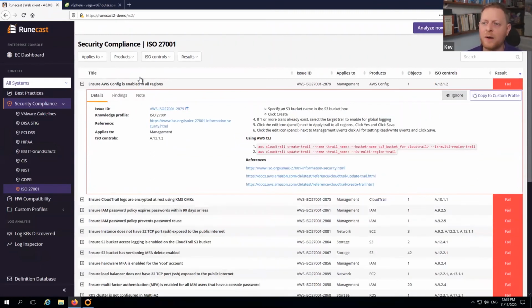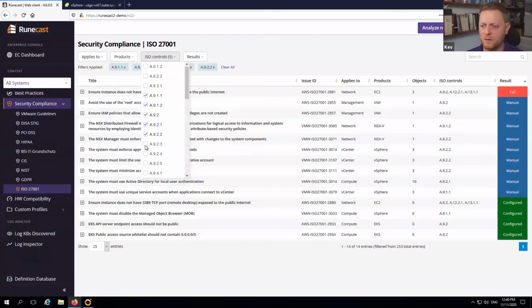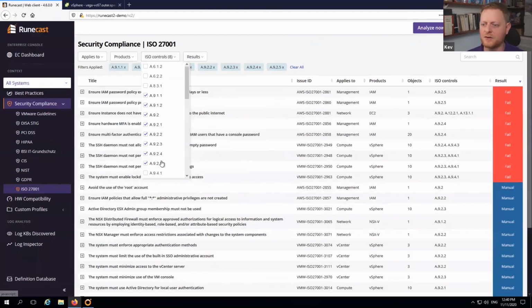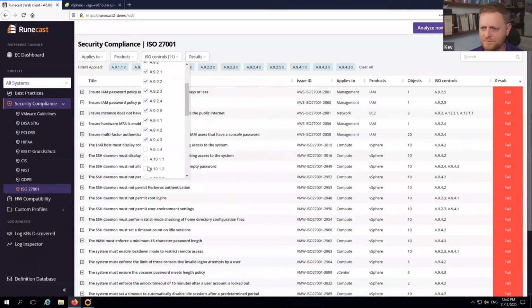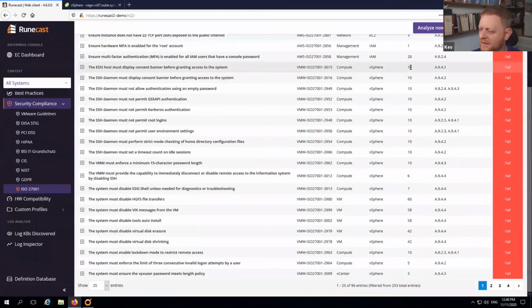So maybe we want to filter this and say, actually, we only want to look at things that come from the control 9 group. So what have we got? Oh, we've got quite a few in here. I should probably have thought about this before randomly clicking stuff. There we go. So that's everything that comes under ISO control 9.x. And in checking that, we can see we're now down to 96 entries.